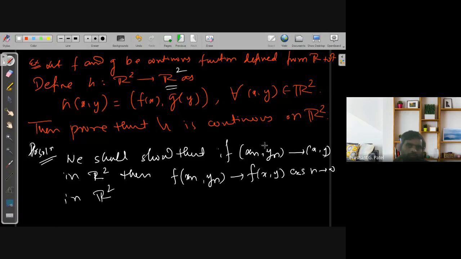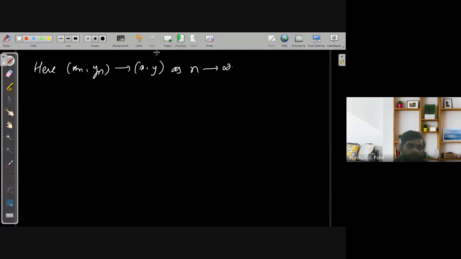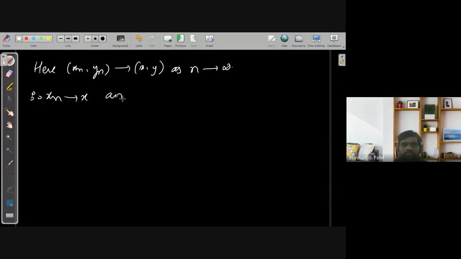So here what is given is (xn, yn) converges to (x, y) as n tends to infinity. So can we say that xn converges to x and yn converges to y? See here, the metric is the usual metric we are talking about. So therefore, we can say that xn converges to x and yn converges to y as n tends to infinity with the usual metric.